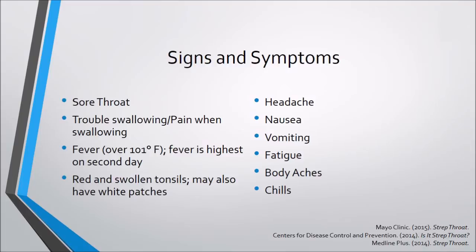Strep throat often presents with a fever of at least 101 degrees. 101 to 104 is pretty average for strep throat. There's going to be some red and swollen tonsils, and there could even be these white patches. I'll show you guys some pictures on the next slide.